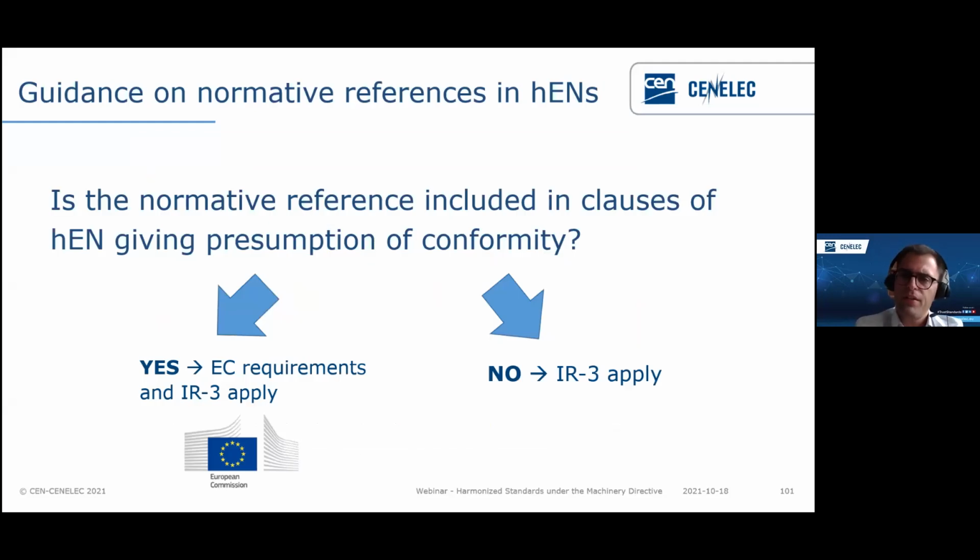When you are drafting harmonized standards and you wish to include a normative reference, you need to ask the question if the normative reference that will be included in clauses of the harmonized standard will or will not give presumption of conformity. If the answer is yes, this means that Internal Regulations Part 3 apply, but also the Commission requirements apply. If the answer is no, this means that only Internal Regulations Part 3 applies, and the TC can choose to date or not date that normative reference. However, if you want to increase the chances of citation in the official journal, my recommendation will be to date all the normative references in your harmonized standard.